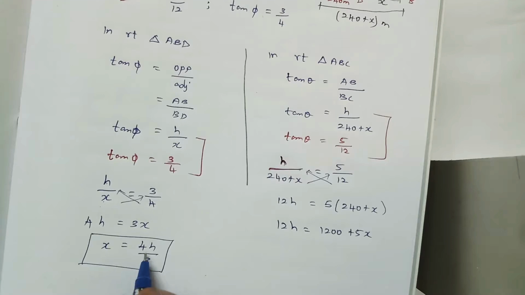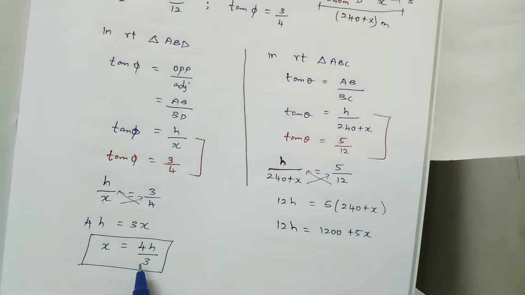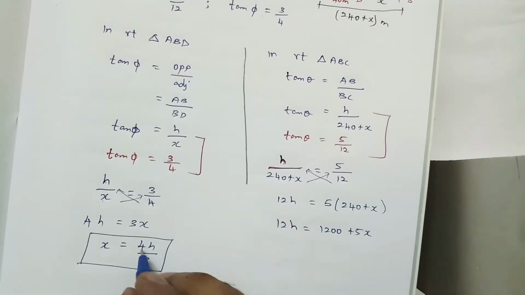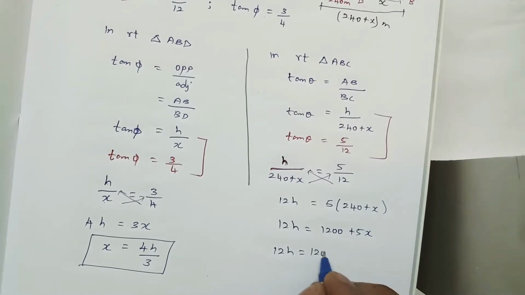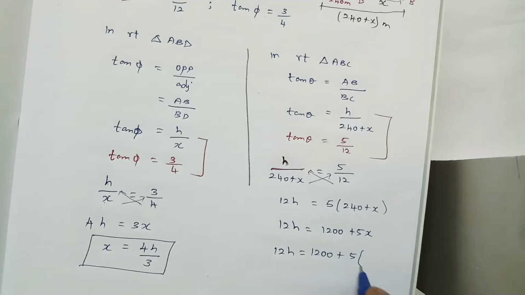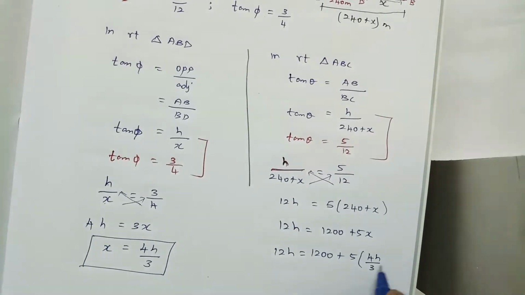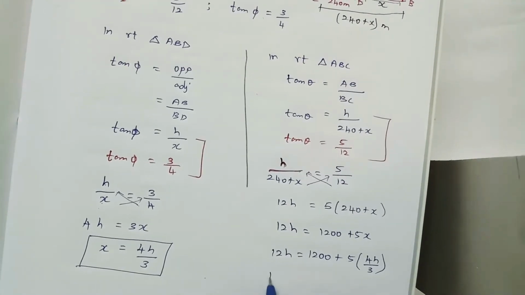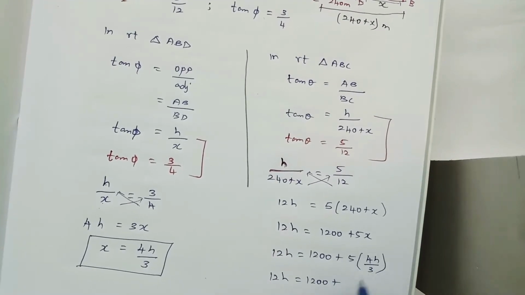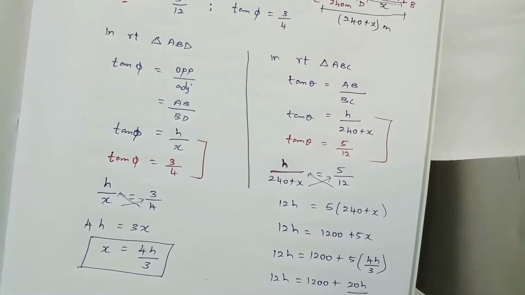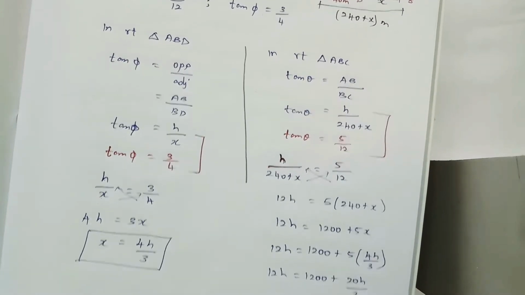What is the value of x? 4h divided by 3, right? Just substitute instead of x. 12h is equal to 1200 plus 5 into 4h divided by 3. Simplify. 12h is equal to 1200 plus 5 into 4, 20h divided by 3.